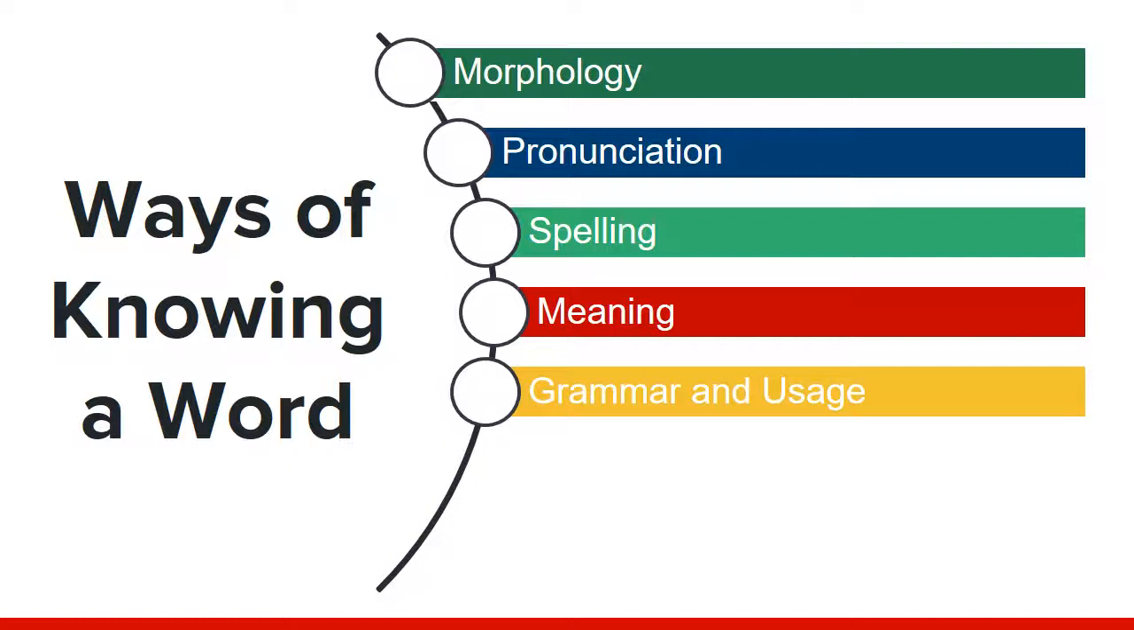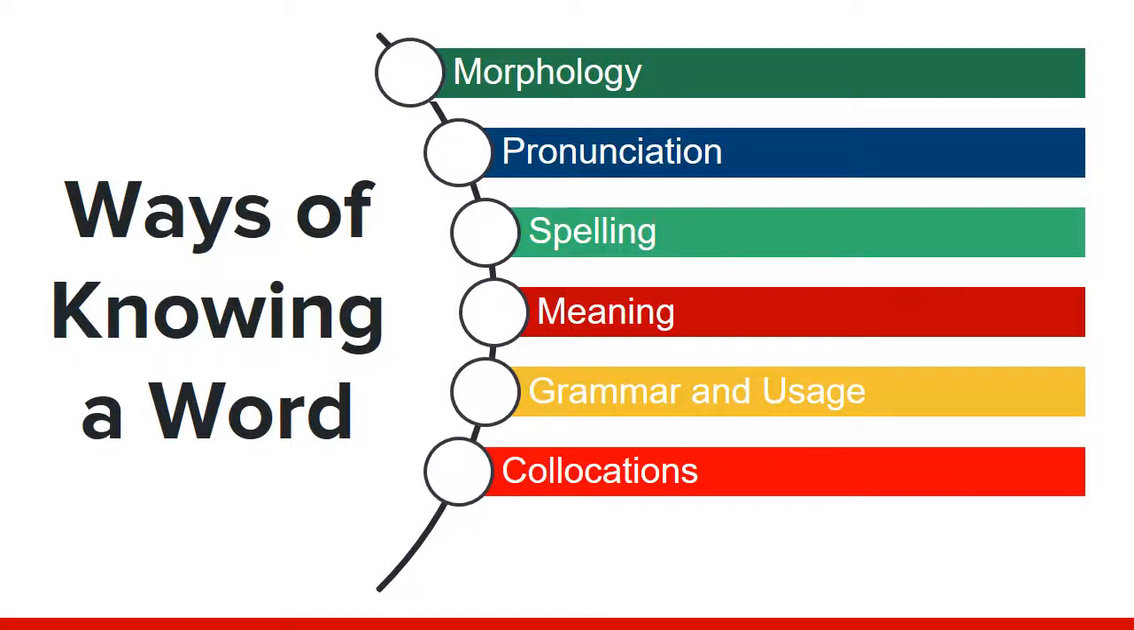And that's related to the next way of knowing a word, which is its grammar and usage. When we see a word, do we understand what its grammatical category is? Is it a noun, a verb, an adjective, or something else? And do we know how to use it appropriately in different situations, especially if it's a word that has multiple meanings?